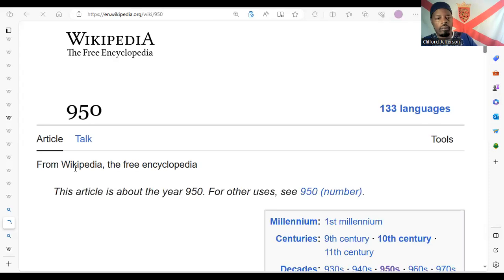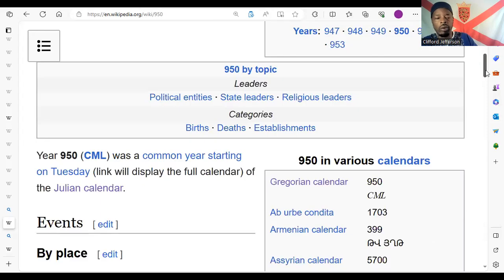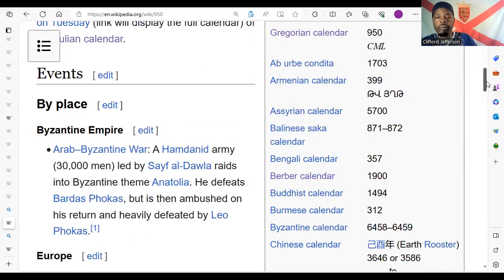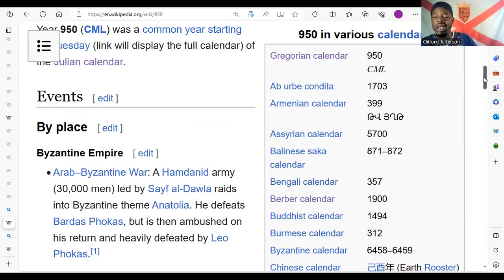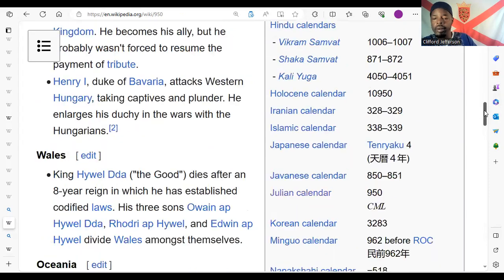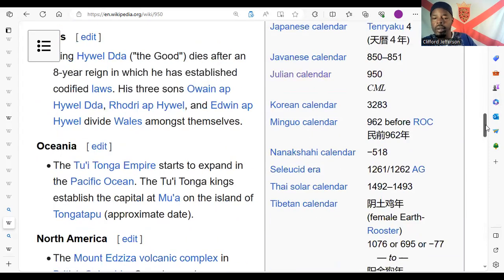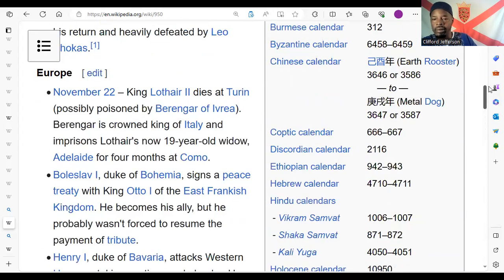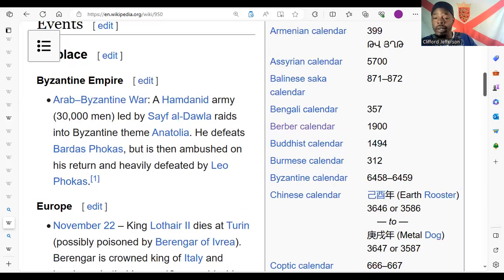Yeah, I better follow the paper trail I'm laying down for y'all, so I don't want no excuses, didn't know. Year 950. You see any English king here? None. You don't see it until 1066. But you see a Berber calendar there.